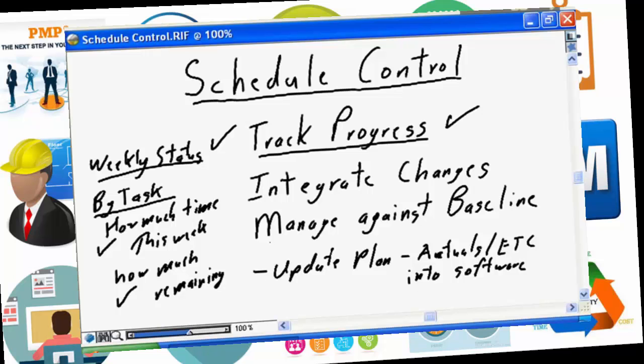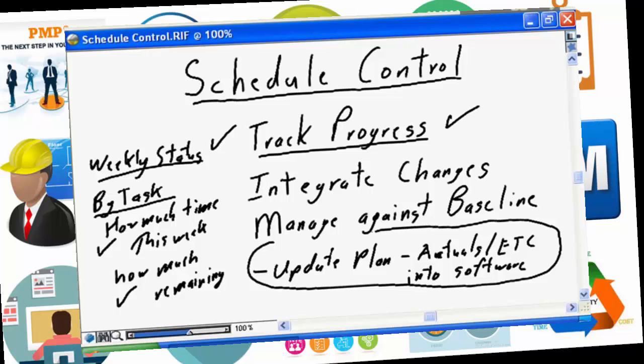You're going to update your project plan, your Microsoft project plan. You're going to put the actuals and the remaining estimate to complete into the plan, and you're going to allow the plan to recalculate what your project dates are. It's going to recalculate when each milestone is going to complete, and it's going to recalculate what your new project finish date is going to be.